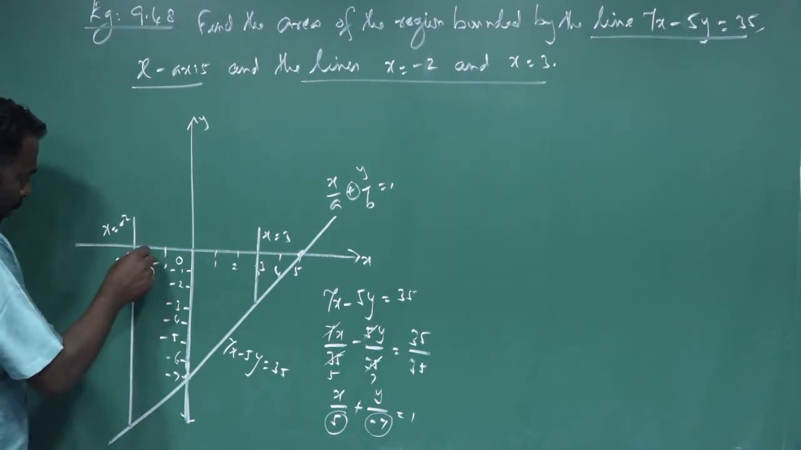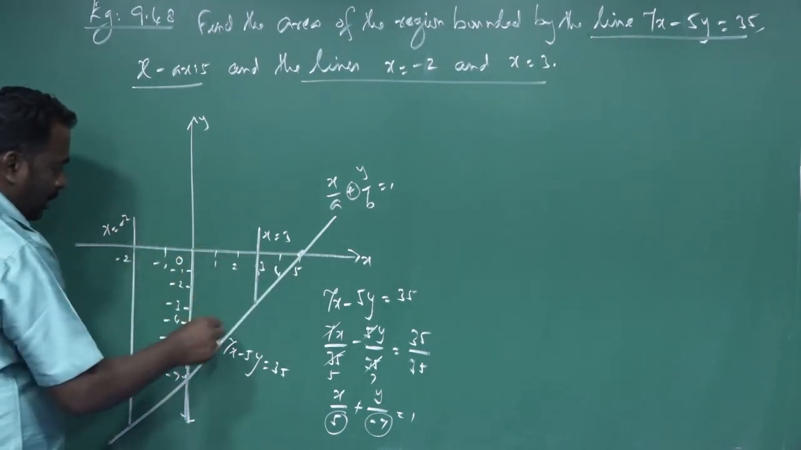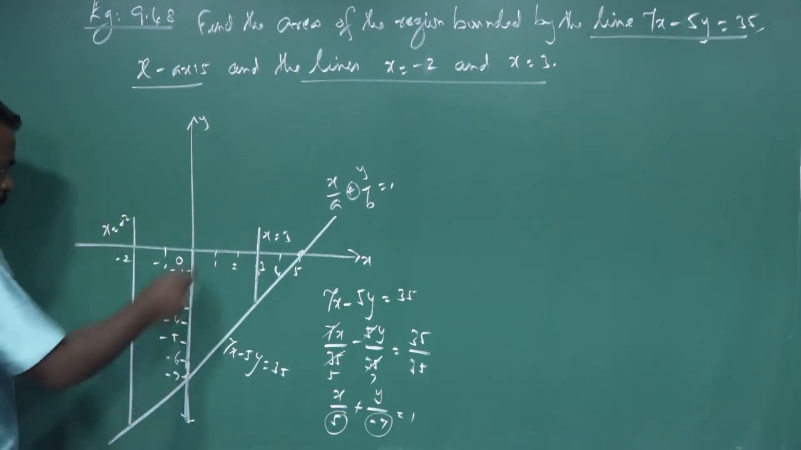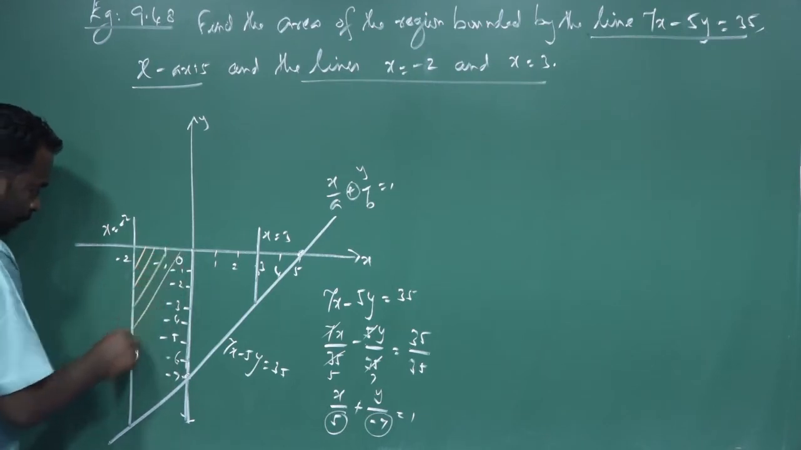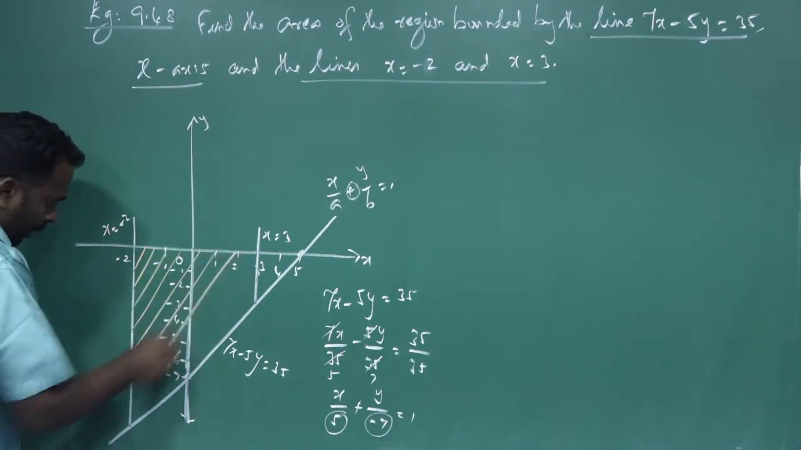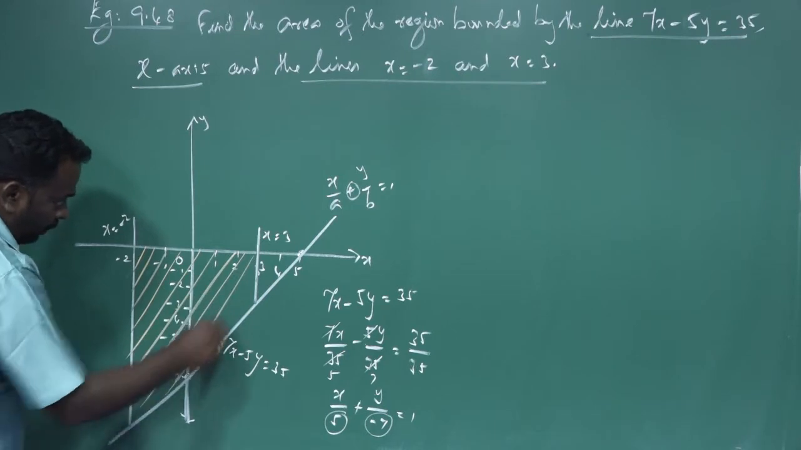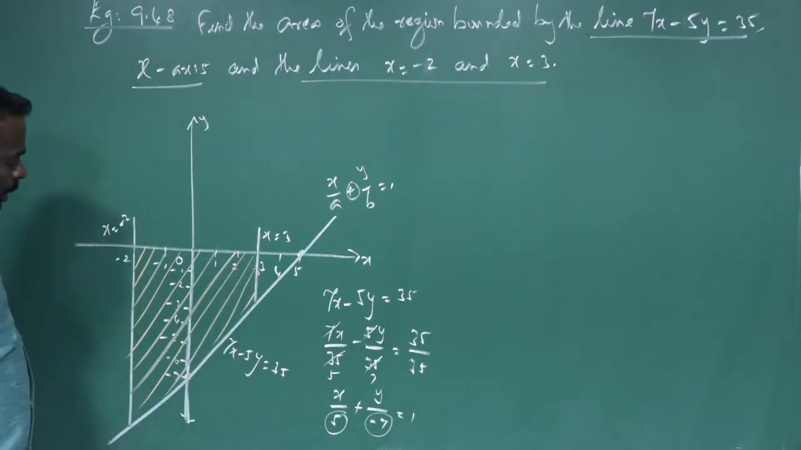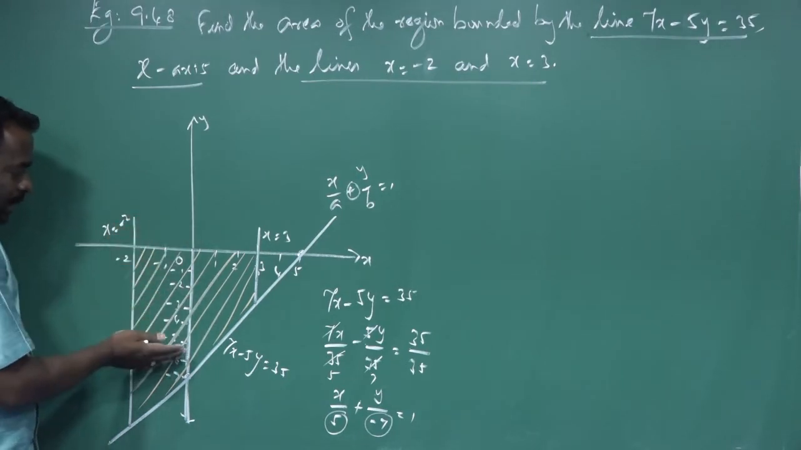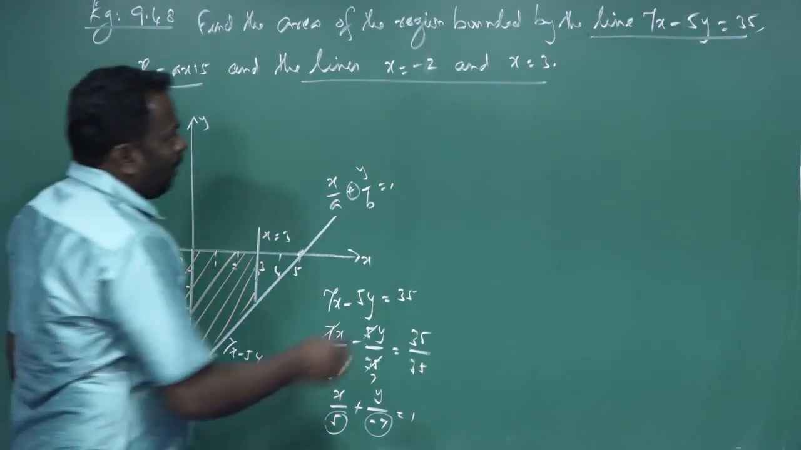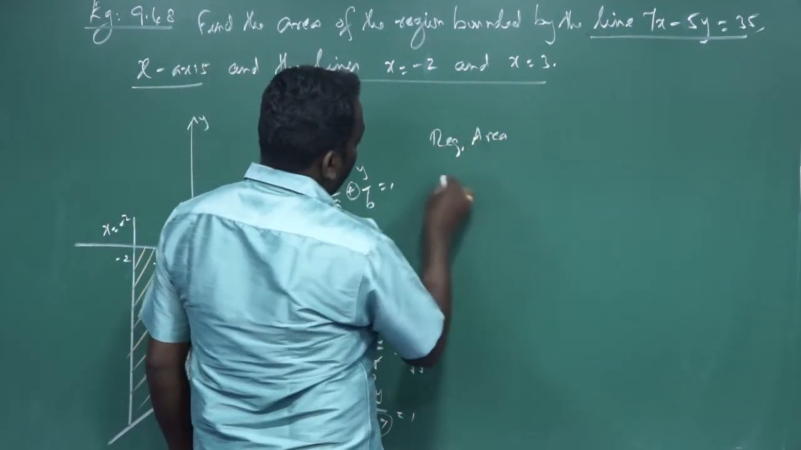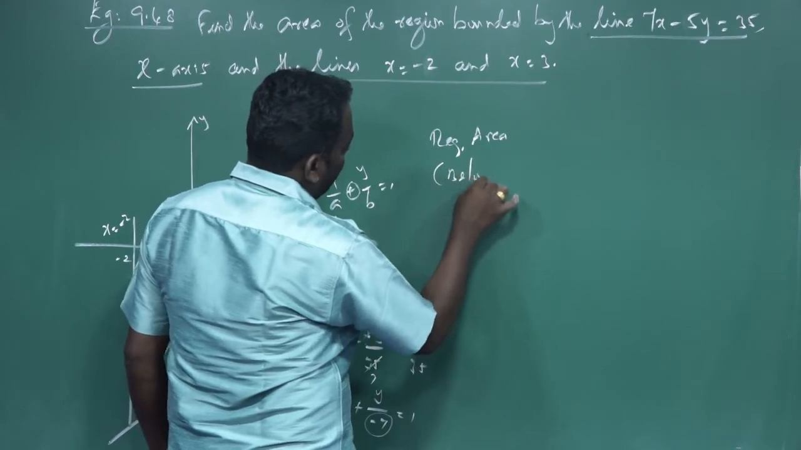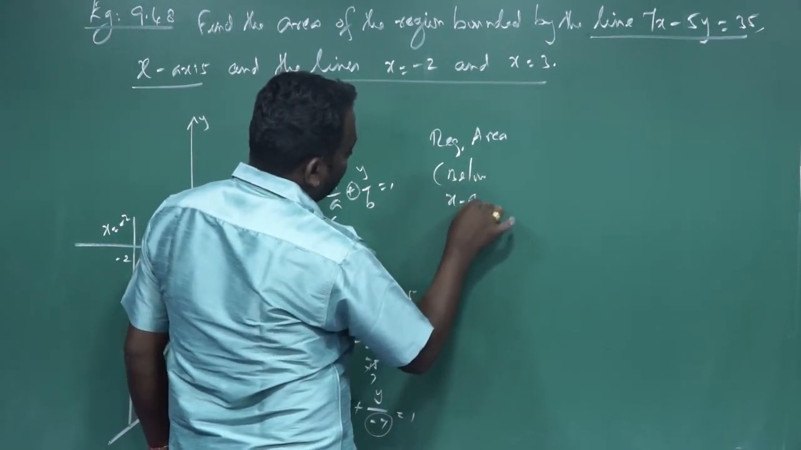Now we have to find the bounded region. One boundary is the x-axis, another boundary is the straight line, and the other two boundaries are x equal to minus 2 and x equal to 3. Between these we have obtained an area, and this is the area we want to find. This area lies below the x-axis, so we know the formula for the required area below the x-axis.